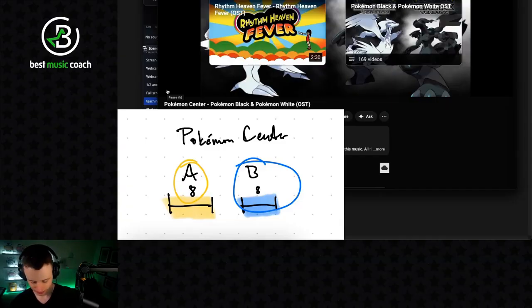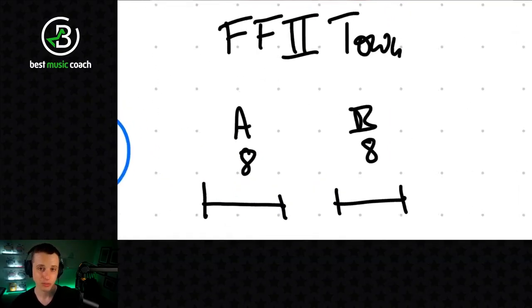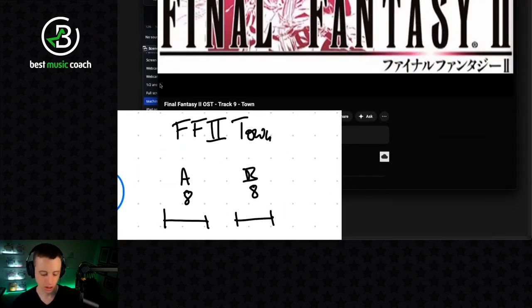And there it is. This next one is called Town from Final Fantasy II. We're going to see again an 8-measure A section and 8-measure B section. 1, 2, 3, 4, 2, 2, 3, 4, 3. Measure 4. Measure 5. And that was a little half cadence there.